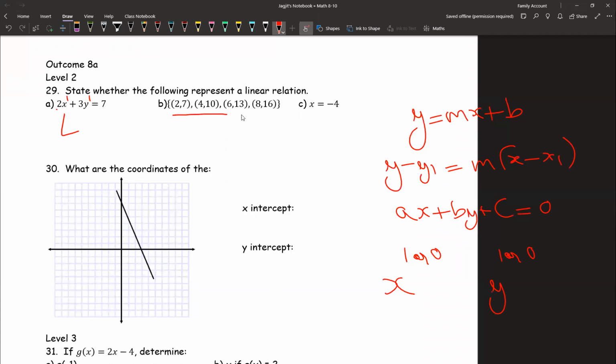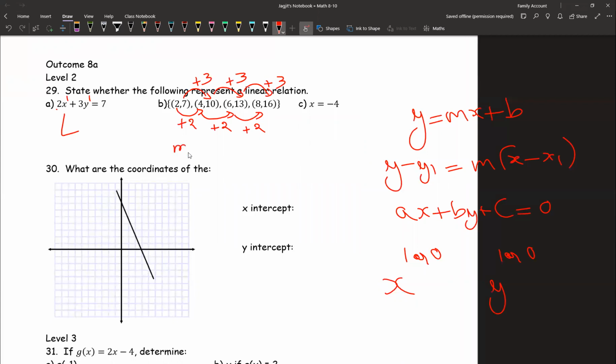When they give me a bunch of points, how do I know if it's linear? Well, let's see. What's the change in x? When you go from 2 to 4, you went up by 2. 4 to 6 went up by 2. 6 to 8 went up by 2. What about the change in y? 7 to 10 went up by 3. 10 to 13 went up by 3. 13 to 16 went up by 3.